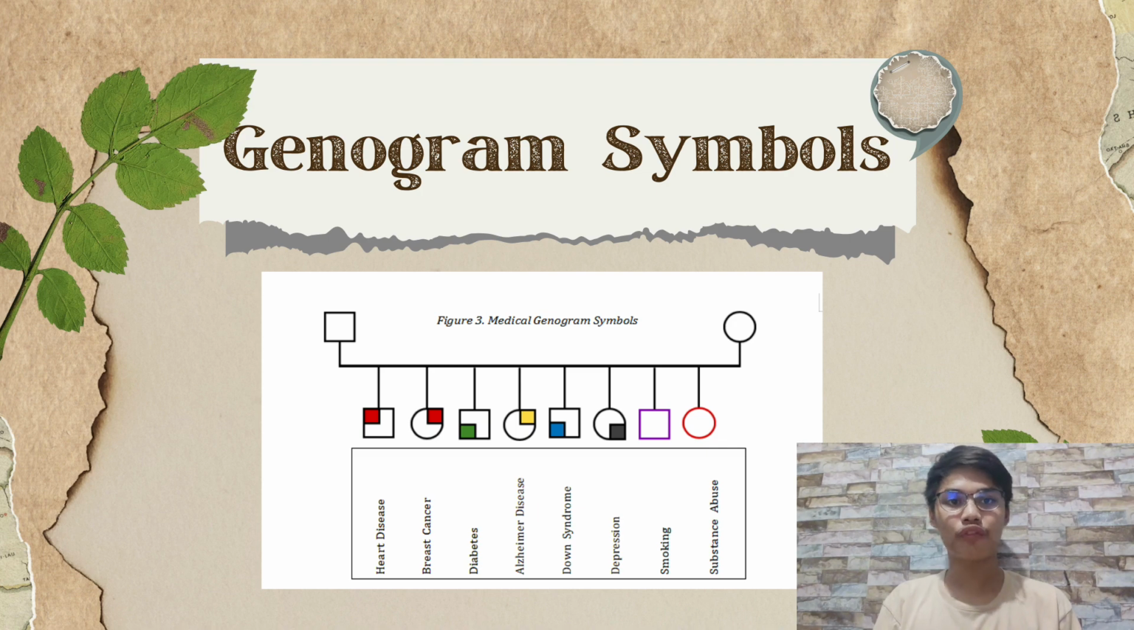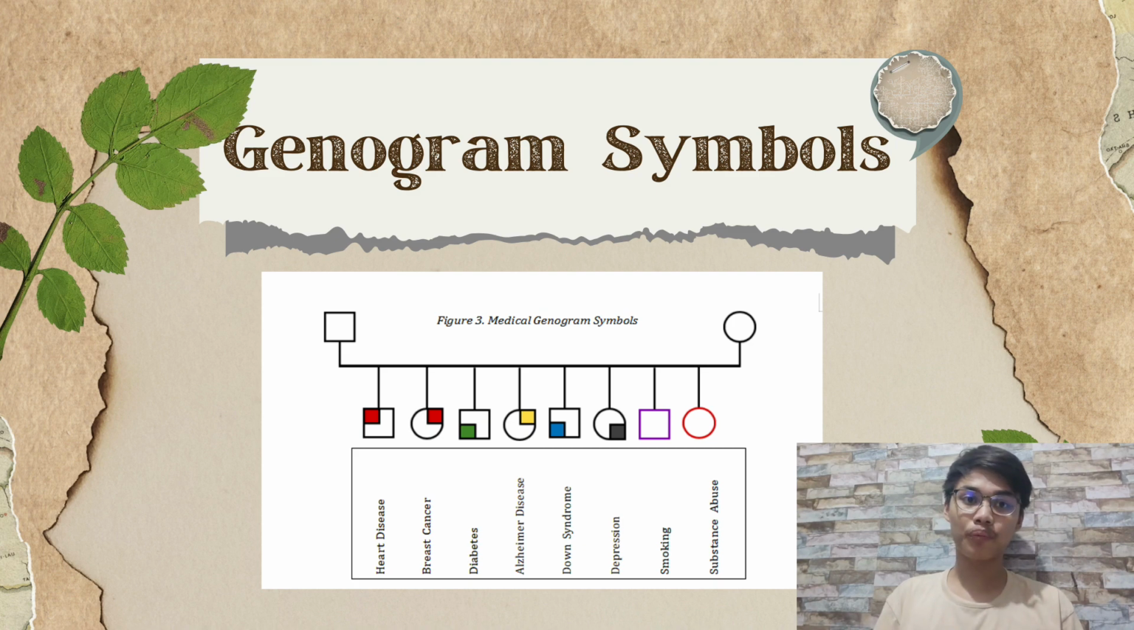Different people also suffer from different conditions. We have the physical and mental conditions. For figure 3, we have the medical genogram symbols that we can use for these people. For people with heart disease, we can use a square, and at the upper left corner, we use a much smaller red square. If someone is suffering from breast cancer, typically a female, we can use a circle, and at the upper right corner, a much smaller square with the color red. So remember that for breast cancer.